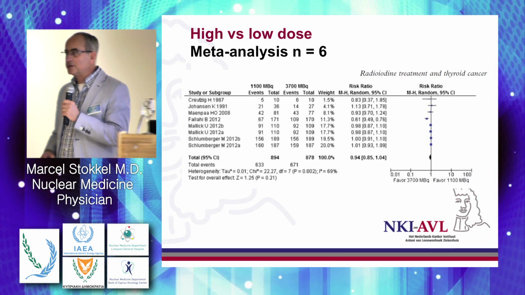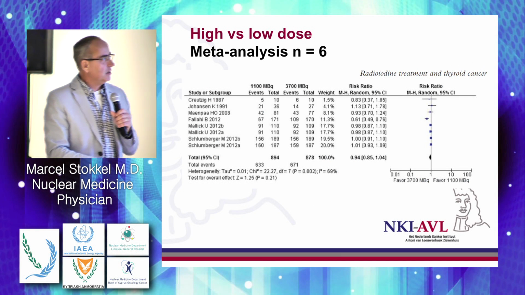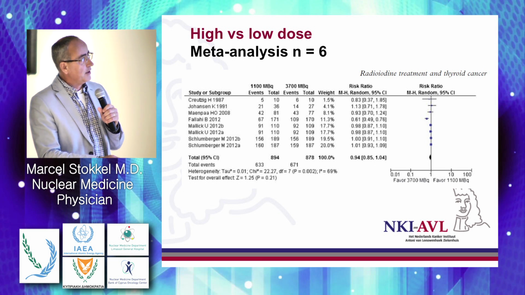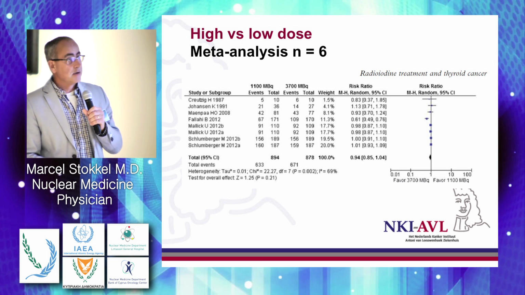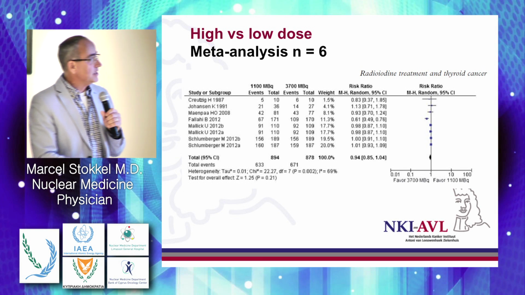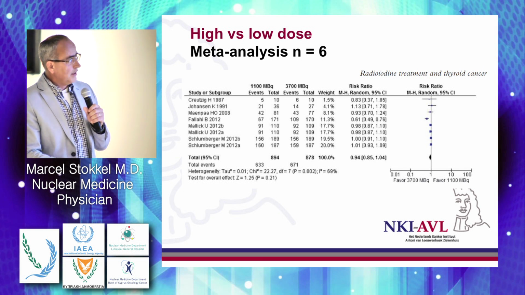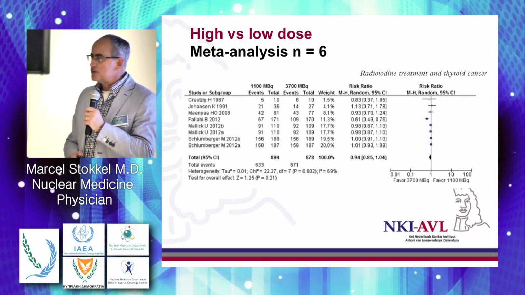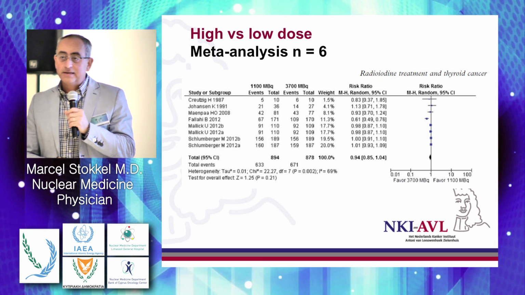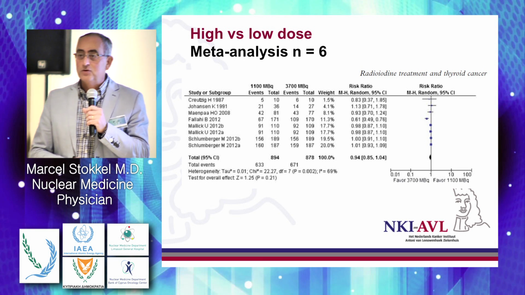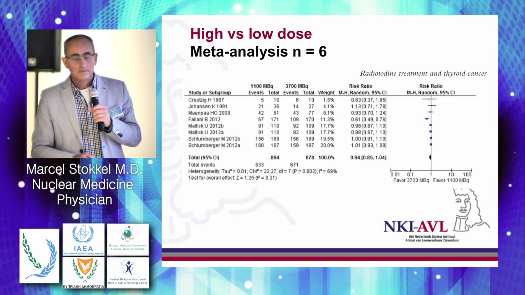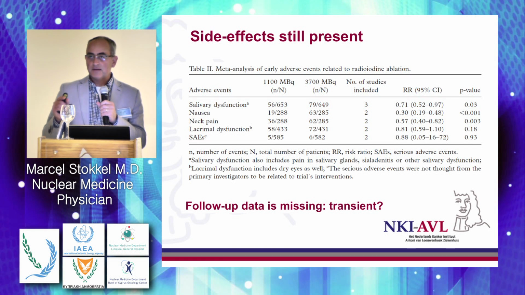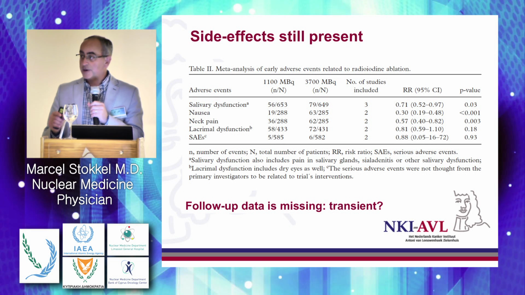Now, when we put the two studies in a new meta-analysis, you see here the Schlumberger study and the Mallick study, the overall number of studies comparing 1100 against 3,700 megabecquerels slightly increased. You see overall, and that has to do with the risk ratio and the confidence interval, in fact, there are no differences between the two activities, and that means that you can safely use 1100 megabecquerels. Safely. You have to realize that despite the lower activity, side effects are still present.